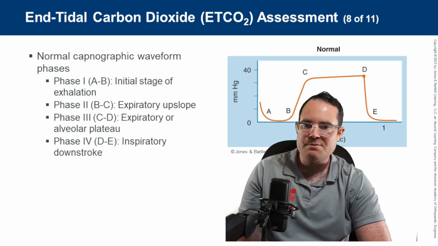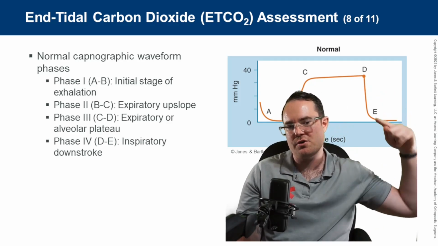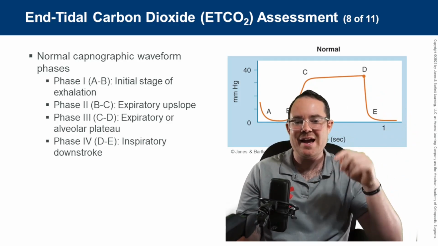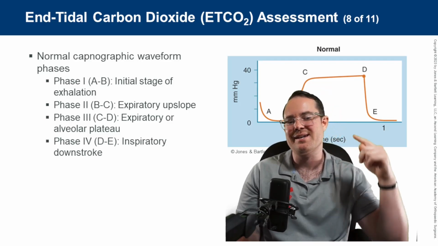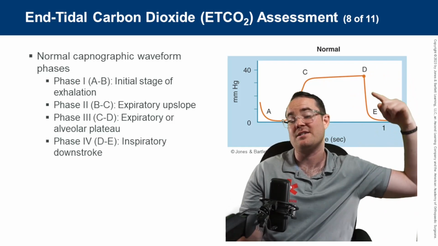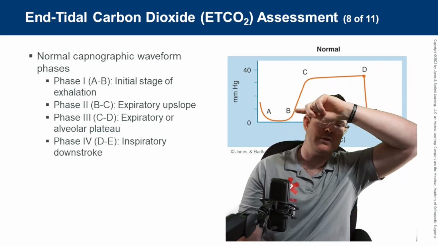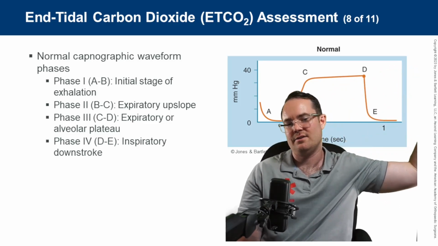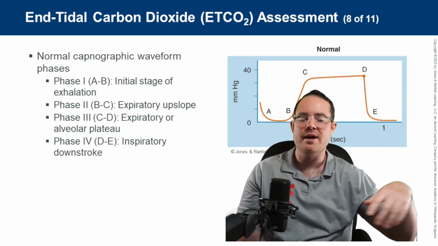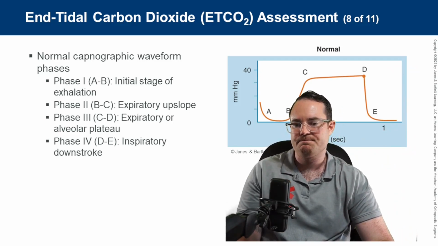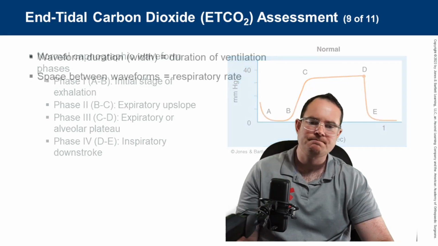Phase four, inspiratory downstroke. Remember, I said my inspiratory phase is what? 1 second. My expiratory phase should be 2 seconds. So look how short my inspiratory downstroke is. That's the patient inhaling. And look how much longer my exhale was. Inhale, exhale, inhale, right? Much quicker than the exhale. That's normal.